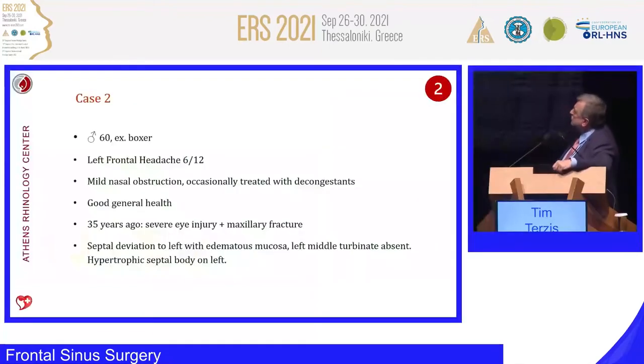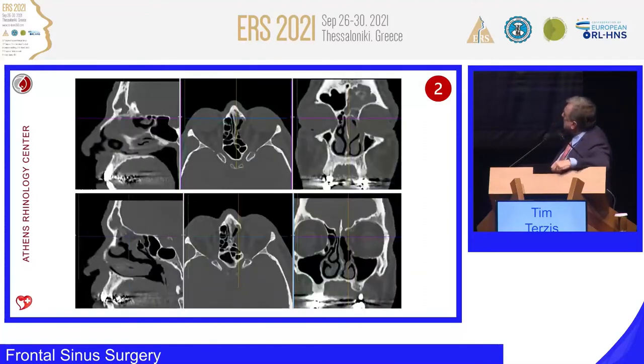So this is a case of a 60-year-old ex-boxer who came with left frontal headache he had for 6 months, mild obstruction, otherwise good health. The only significant thing in history, 35 years ago, severe injury to the eye and the maxilla with a fracture. Septal deviation to the left with edematous mucosa, and I couldn't identify the left middle turbinate. And I could see this septal body on the left side, white, swollen. And that's the CT scan.